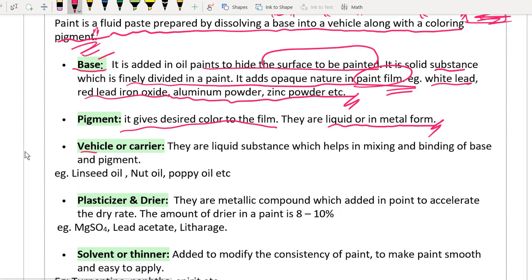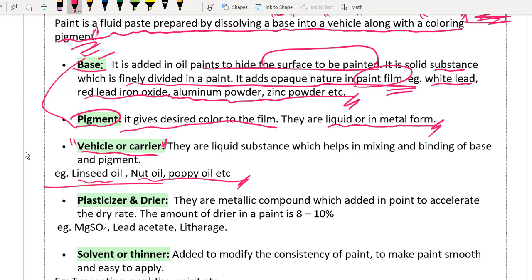And finally this vehicle. What is this vehicle or carrier? It is nothing but a liquid substance which will help us mix this base and pigment. Okay, we want to mix this base and pigment, right? So the vehicle will ease the mixing of base and pigment, as simple as that. Okay, so what are the vehicles or carriers we have? Linseed oil, nut oil, poppy oil. Basically these oils allow our base material and pigments to mix well, and we will get our paint, and this paint we can use.